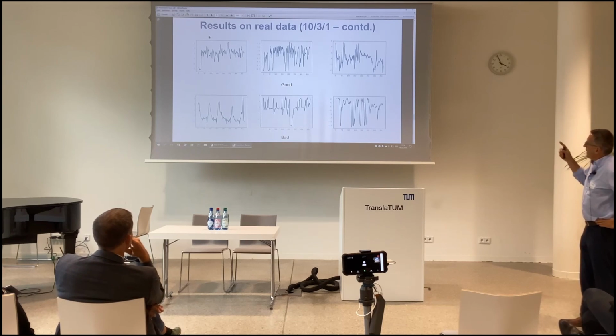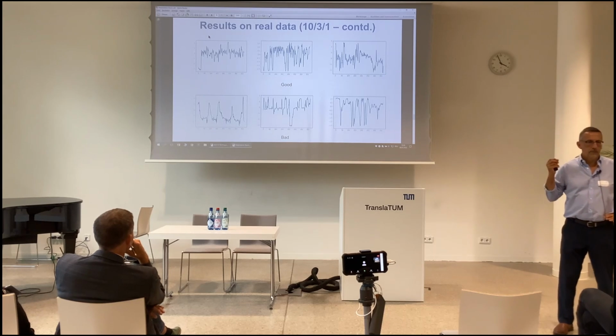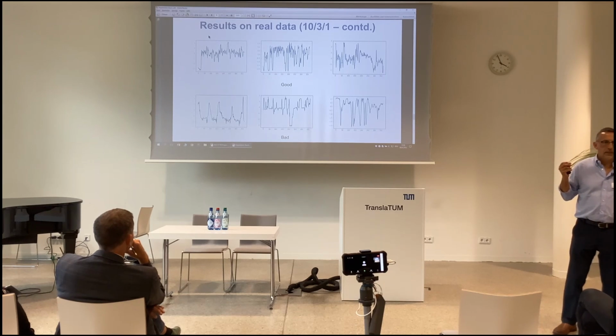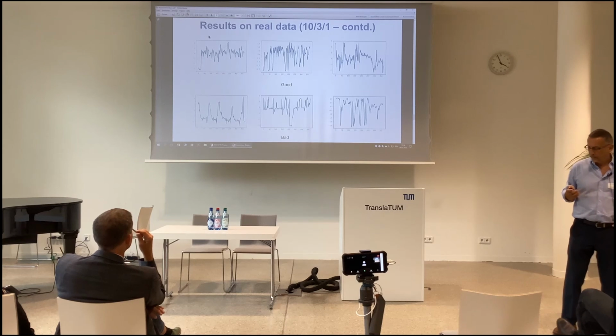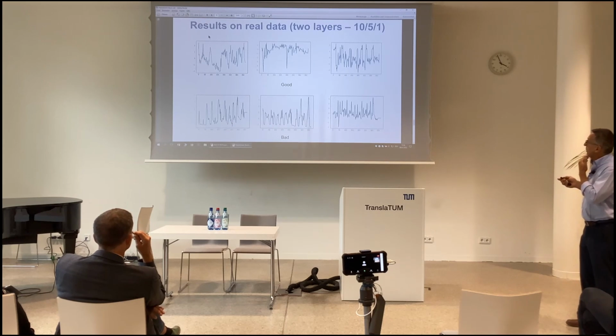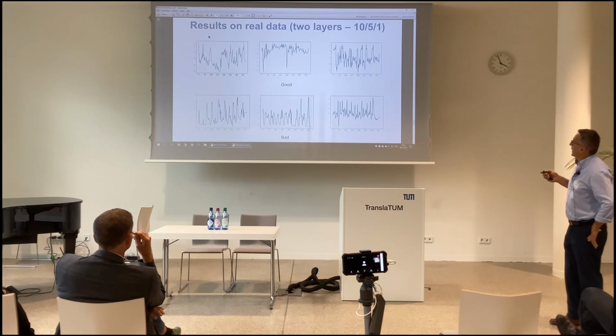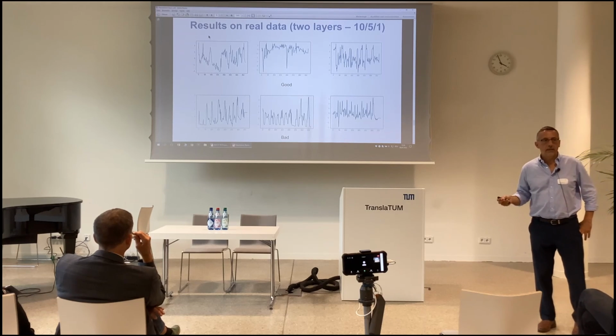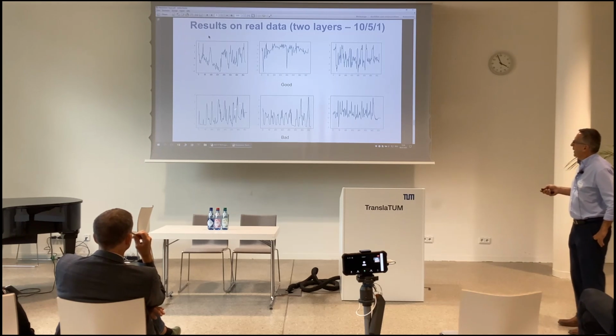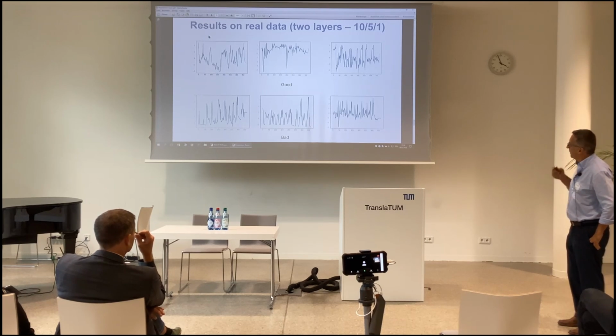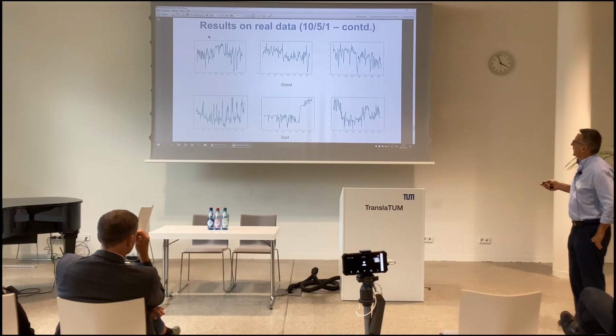And this is an example, one more example with 10, 3, 1. Again, you can see the periodicity. Apparently one can claim that one sees differences between the 2 sets of projections. And the next 2 slides show results of real data with 2 layers, but now we go from 10 to 5 and 1. And again, apparent periodicity here and not so much in the top set of plots. One more set of examples.